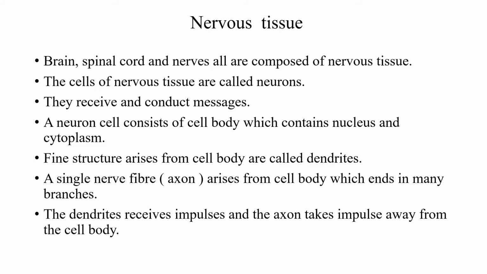Nerve cell consists of cell body, nucleus and cytoplasm. Cell body otherwise known as cyton. Then from the cell body, a long unbranched structure arises that is called axon. Branched small structures arise that are called dendrites. Dendrites receive impulses and the axon takes impulses away from the cell body.